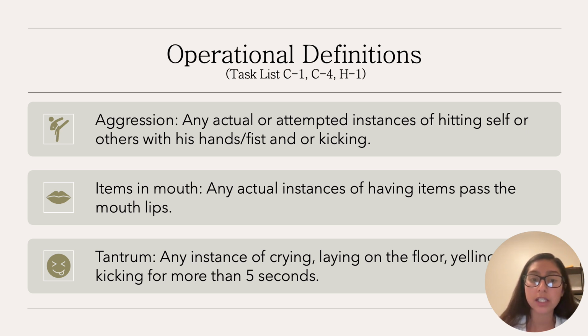First behavior is aggression, and it is defined as any actual or attempted instances of hitting self or others with hands, fists, and/or kicking. Items in mouth: any actual instances of having items pass the mouth lips. And last one, tantrums: any instance of crying, lying on the floor, yelling, and/or kicking for more than 5 seconds.